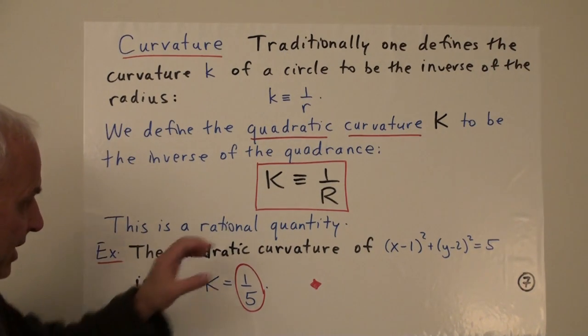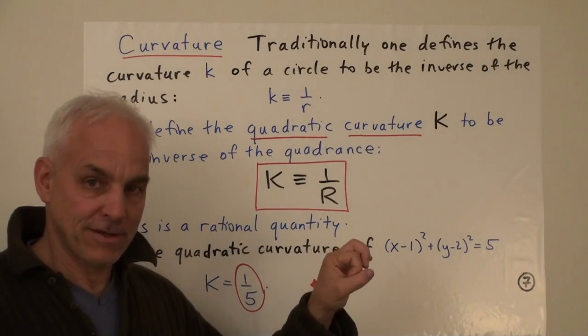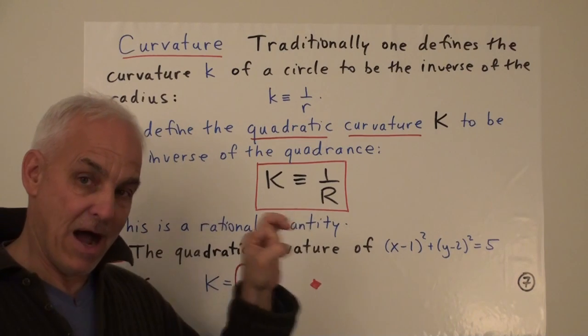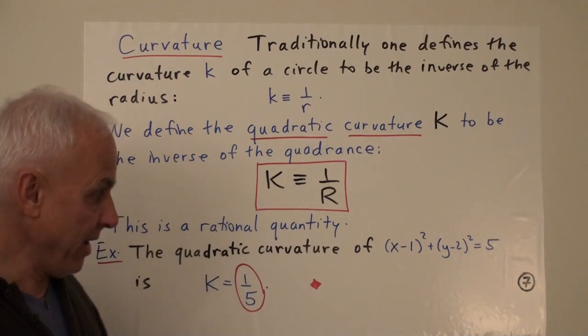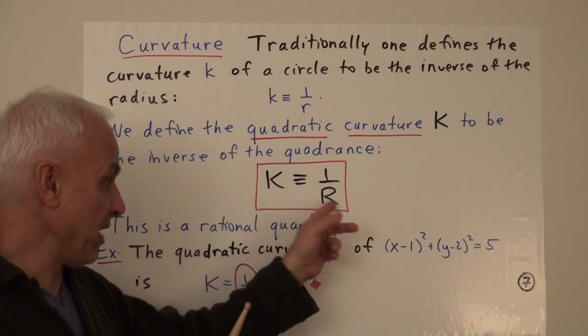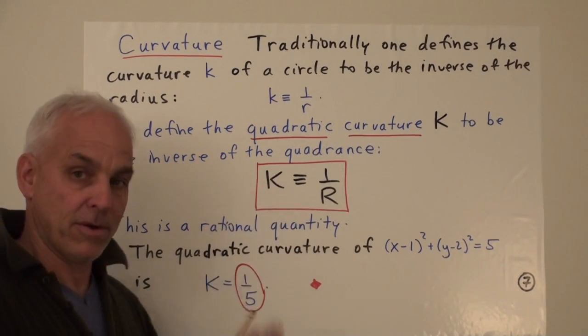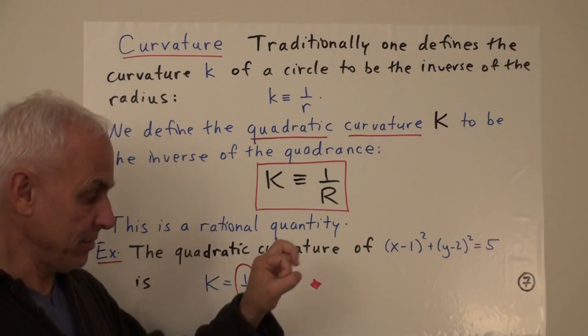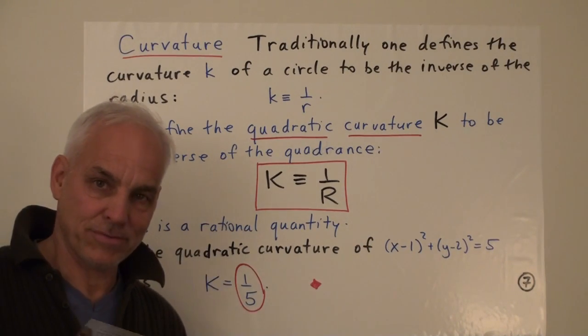So clearly the smaller R is, the bigger the curvature is. So small circles have high curvature. And the bigger the circle is, the bigger R will be, the smaller the curvature is. Big circles have small curvature, little circles have big curvature.